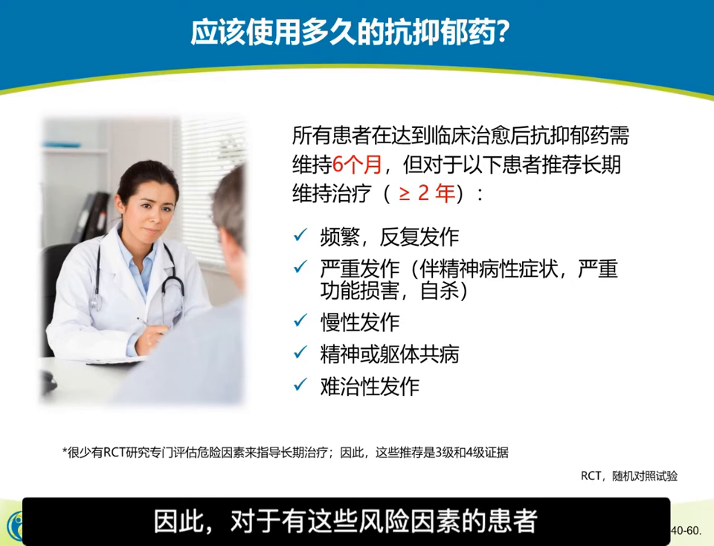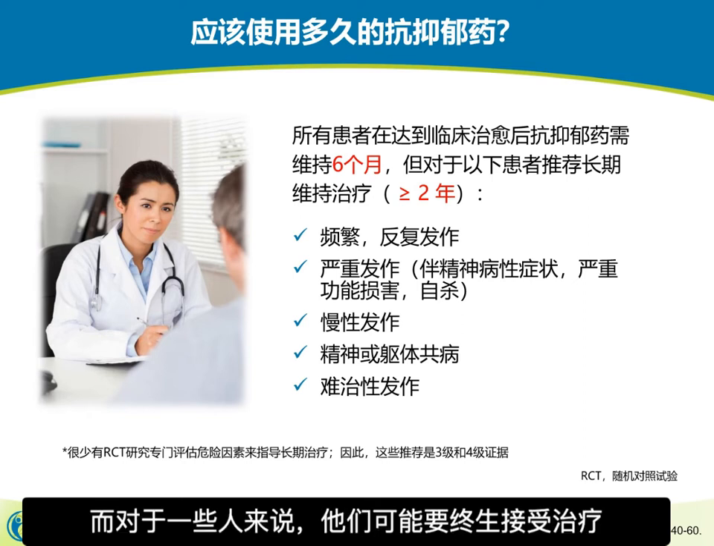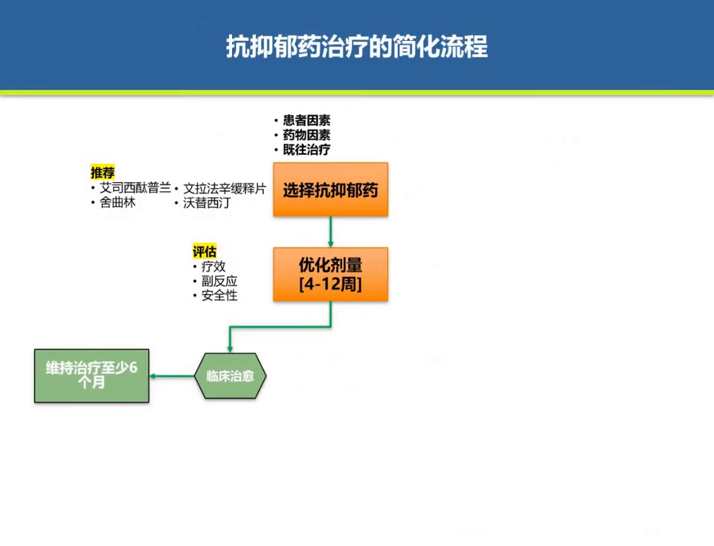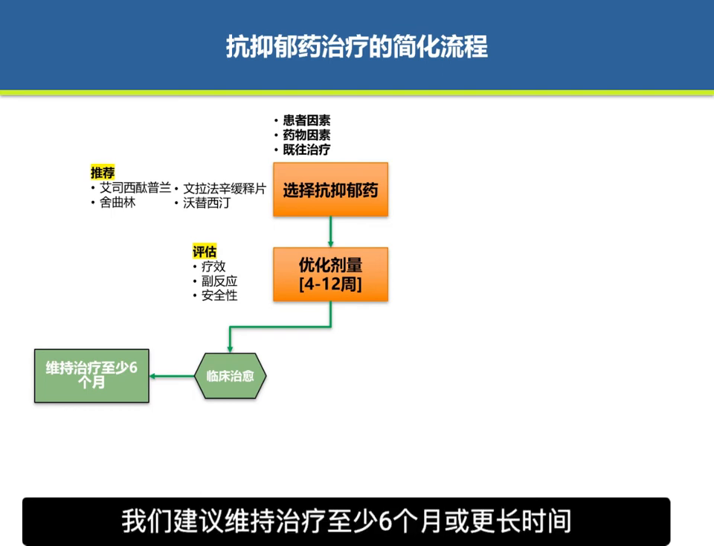And so again, for many of our patients with these risk factors, we recommend at least 2 years of maintenance treatment. But for some people, they will need to continue on the medication for a lifetime. So when patients are in full remission after acute treatment, we recommend that they maintain their medications for 6 months or longer if they have risk factors.